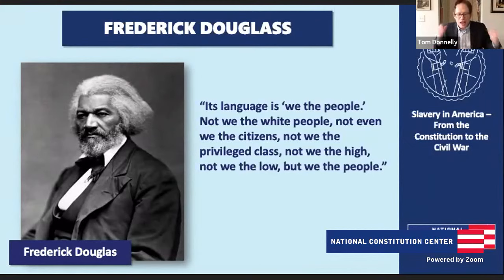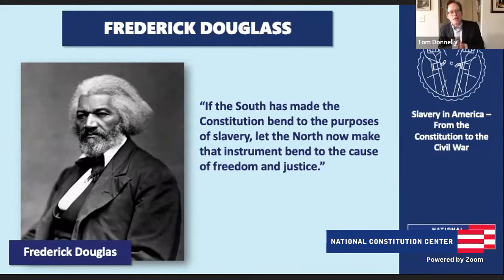And then he ends by saying, if the South has made the Constitution bend to the purposes of slavery, let the North now make that instrument bend to the cause of freedom and justice. So it's Frederick Douglass joining arms with other figures like Abraham Lincoln, like future Chief Justice Salmon P. Chase, saying, no, if you get the Constitution and the founding right, what you'll see is it bends away from slavery and towards emancipation.